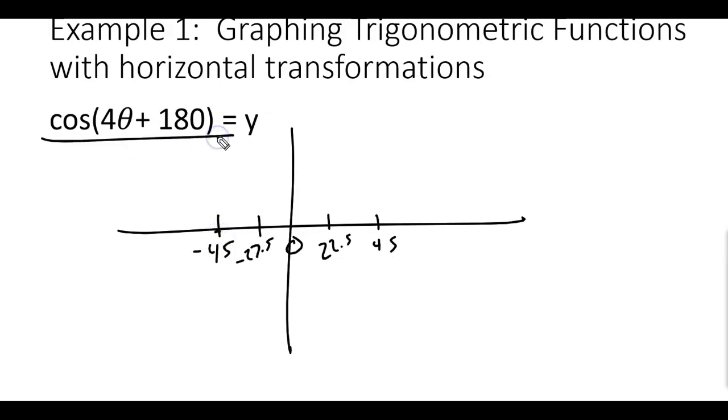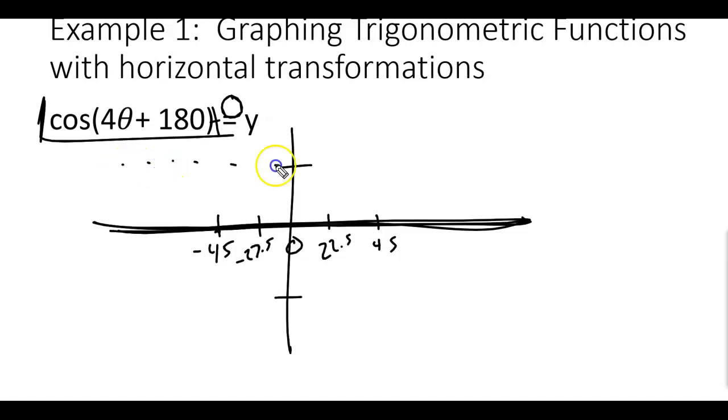Now with cosine, where does cosine usually start? Well, actually, you have to plot your midline first, right? Now there is no midline, so that's 0. So my midline is right here across the x-axis. My amplitude isn't there either. That means my amplitude is 1. So I'm going up 1 and down 1. So my maximum height would be here. My minimum height will be here.